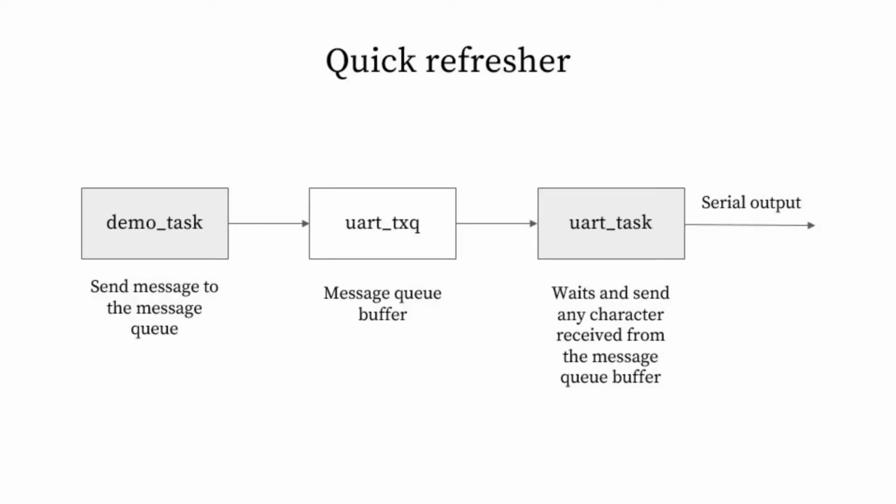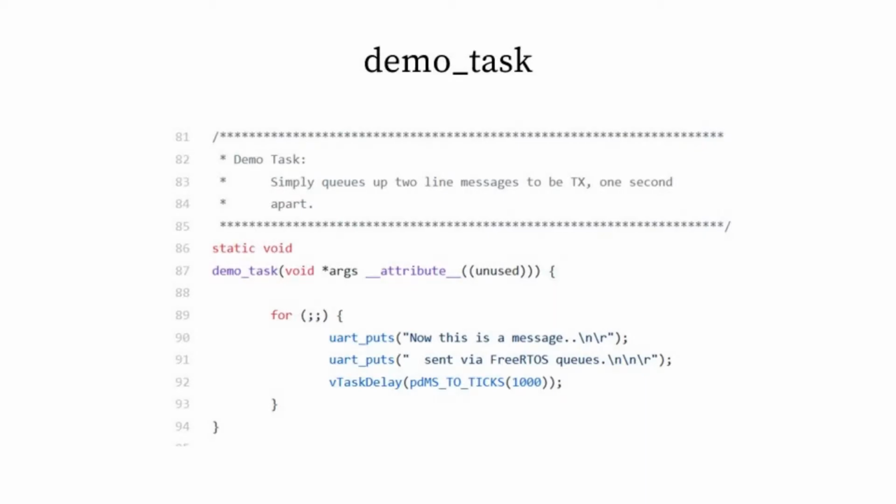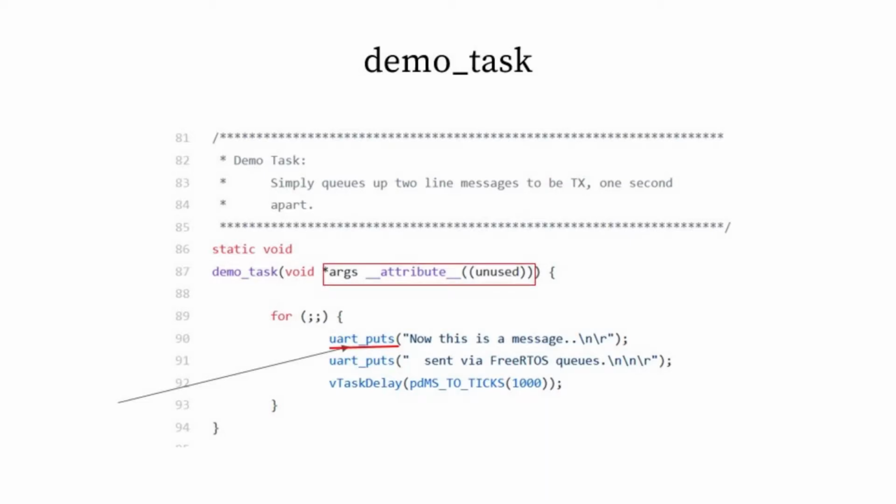Now, just as a quick reminder, this is the overall structure of the code. We haven't touched any of these functions yet, which is what I'm going to do next. The demo task function is pretty much straightforward. It is just a for loop that executes 2 UART puts functions every 1000 milliseconds, which is every 1 second. And this attribute unused statement basically just tells the compiler that the pointer args variable is unused. This is to prevent compiler warnings.